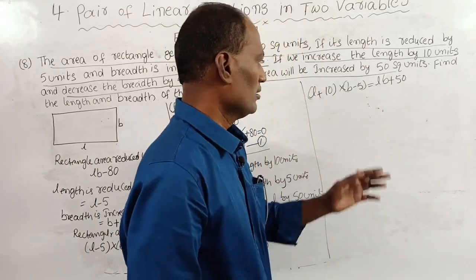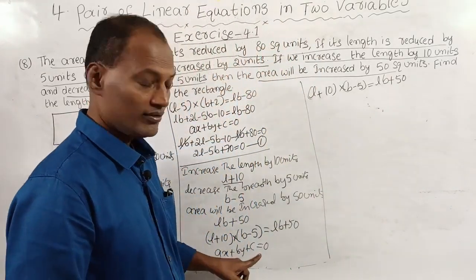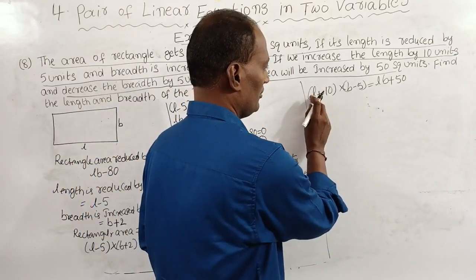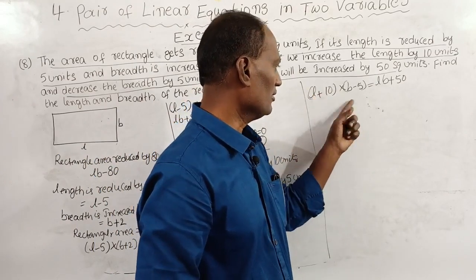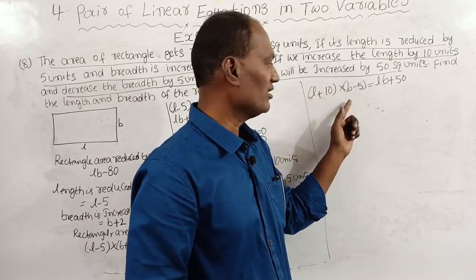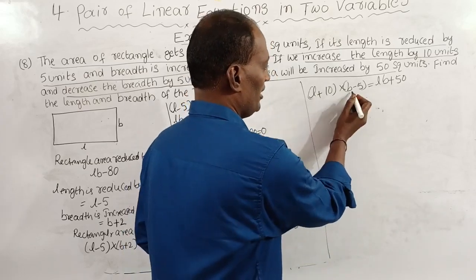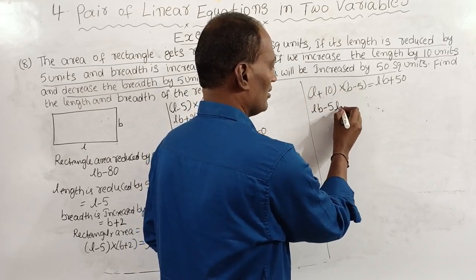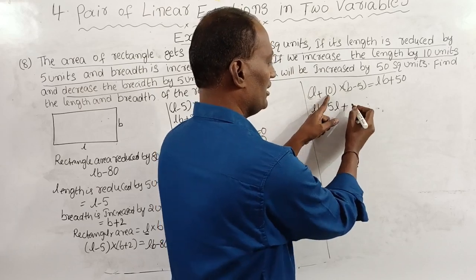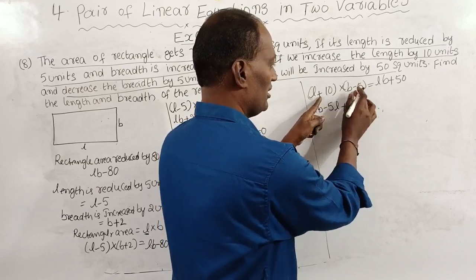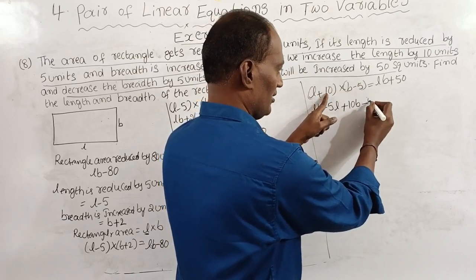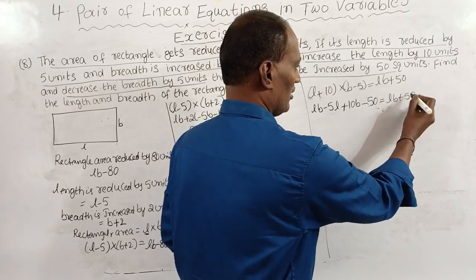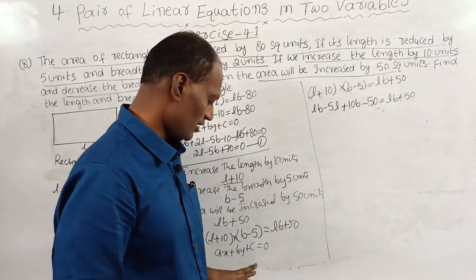Now we have to make it in equation form, so just multiply these values. L into B is LB, L into minus 5 is minus 5L, plus 10 into B is 10B, plus 10 into minus 5 is minus 50, equal to LB plus 50. Now we are making this in the form of a linear equation.